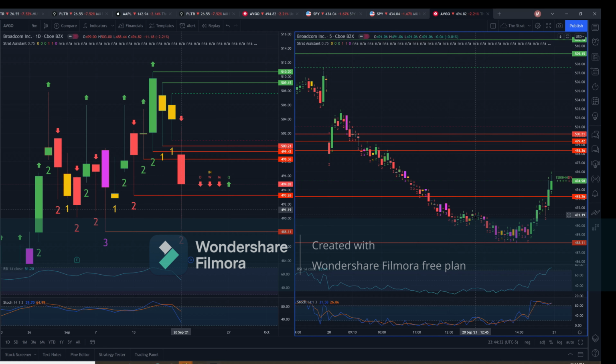Probably would have taken another 25% profit right around here in this consolidation phase, and then on our final target I would have tried to get 100% out of the trade. Even if it would have kept going lower, it hit all of our targets. That's exactly what we wanted. So yeah, that's how I traded, or how you could have traded AVGO today.